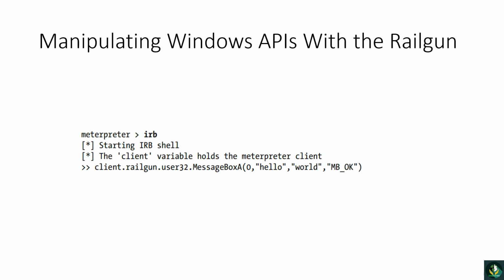On our target Windows XP machine, you should see a little pop-up box with world in the title bar and hello in the message box. In this example, we simply call user32.dll and the MessageBox function, which takes the parameters as you can see here.